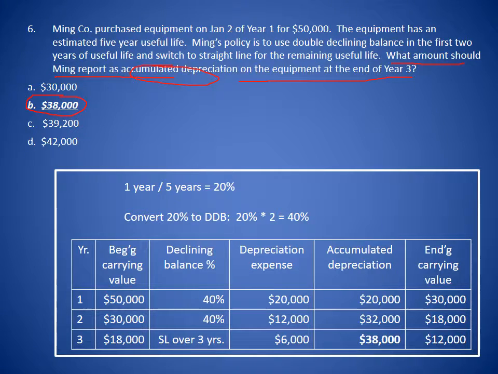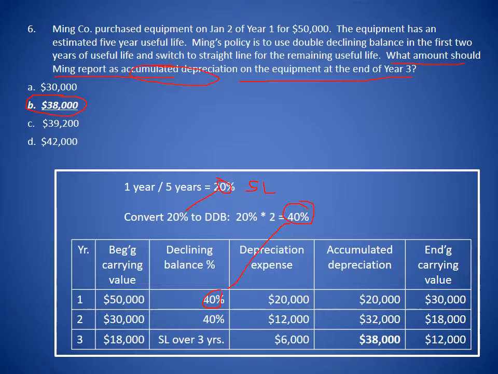So again, we have an asset with a 5-year life, meaning that if we did straight line depreciation over the five years, that would be 20% of the asset value per year. So we're going to convert that 20% to 40%, because we're going to do it double declining balance. So we take the 20%, multiply it times 2 equals our 40%. And that's going to be our basis for double declining balance.